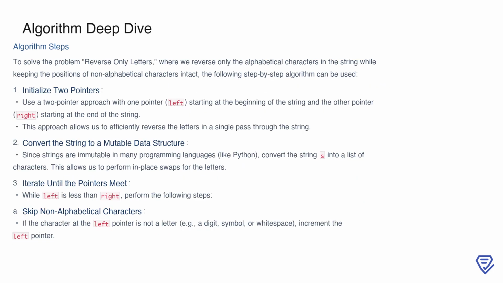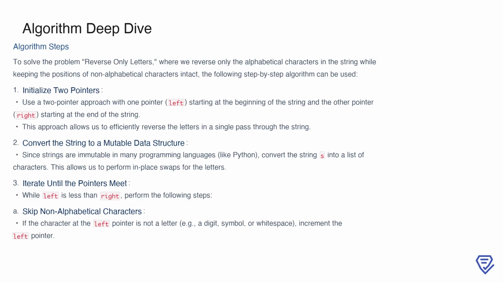To tackle the problem Reverse Only Letters, we use a two-pointer approach, which is both efficient and straightforward. First, we initialize two pointers, one called left that begins at the start of the string and another called right that starts at the end. These pointers allow us to traverse and manipulate the string from both ends simultaneously.